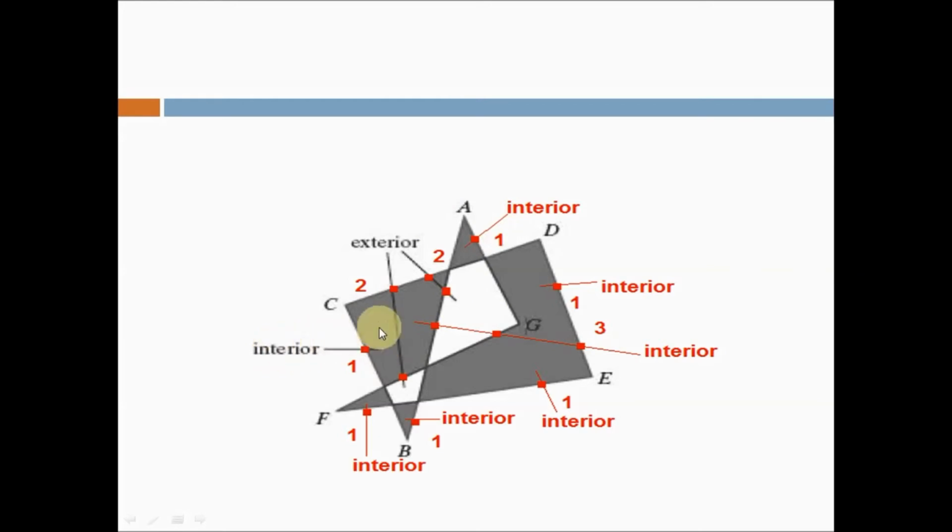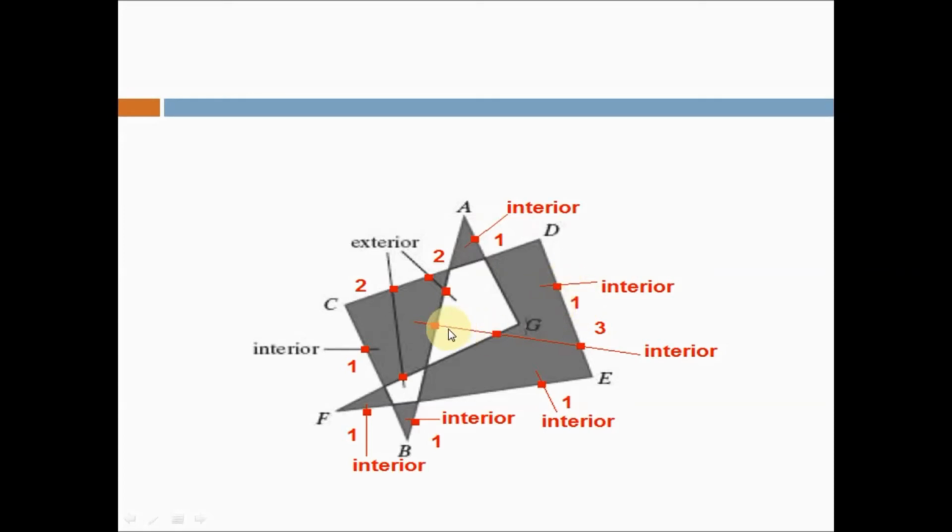In the same way, you can check for other cases also. This is also interior. How? This line is intersecting with one edge. Again, it's interior. In this region also, when you draw the line, it is intersecting with one edge. Again, this is interior.